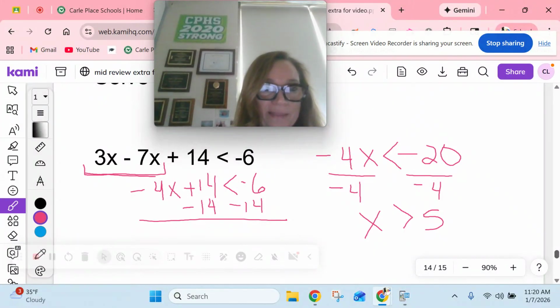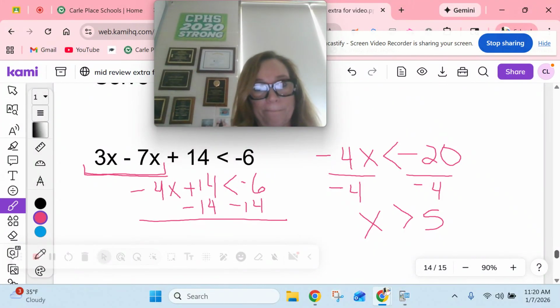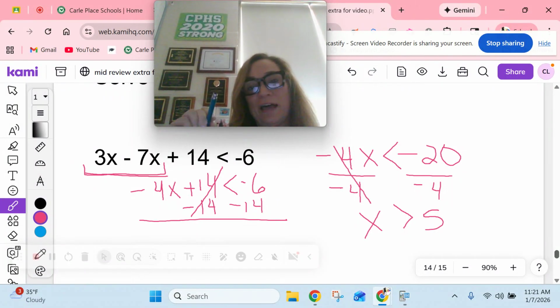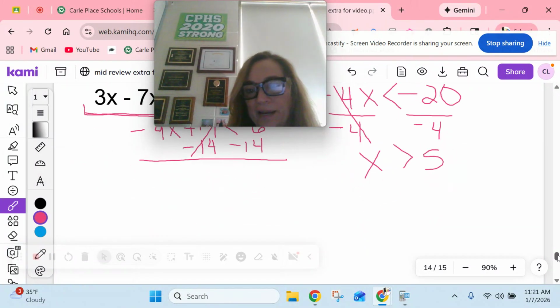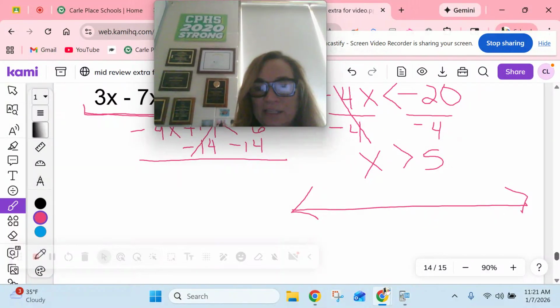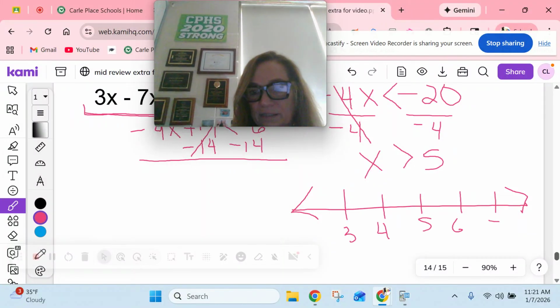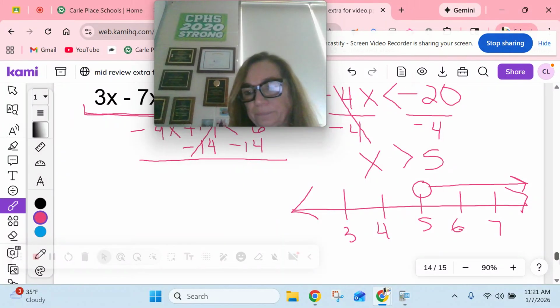Okay, so I combined the like terms. 3 minus 7 is negative 4. And then I did the opposite of adding 14, subtracting 14, and that's how I got the negative 20. And then the opposite of multiplying is dividing. When you divide an inequality by a negative, you have to reverse or flip the inequality symbol. So now the graph of this would be on a number line, and the number line is provided for you on the midterm. So I'm just going to do 3, 4, 5, 6, and 7. Open circle at 5, and it's going to go to the greater than side. Awesome sauce.